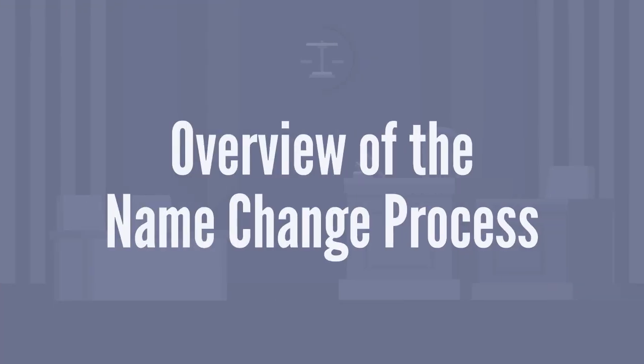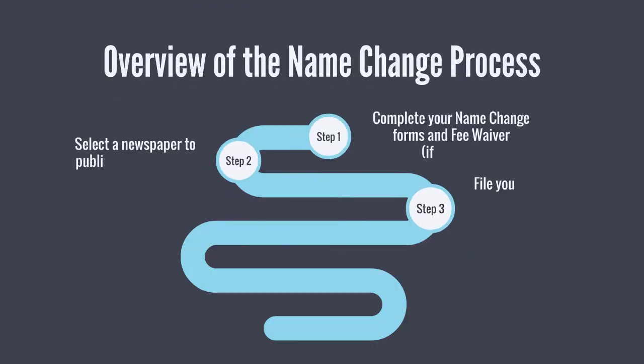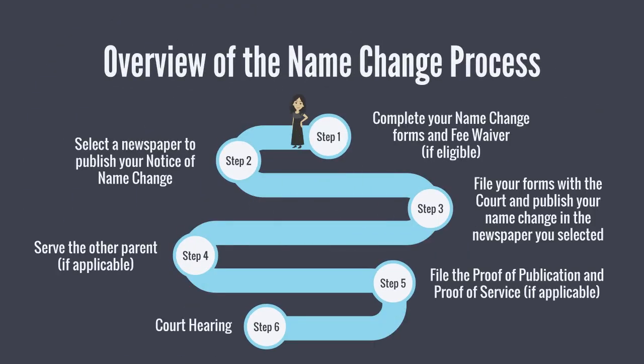Here's an overview of the process to file a petition for a name change, starting from when your name change petition is filed with the court up until the court hearing. Step 1. Complete your name change forms and fee waiver if eligible. Step 2. Select a newspaper to publish your notice of name change. Step 3. File your forms with the court and publish your name change in the newspaper you selected.